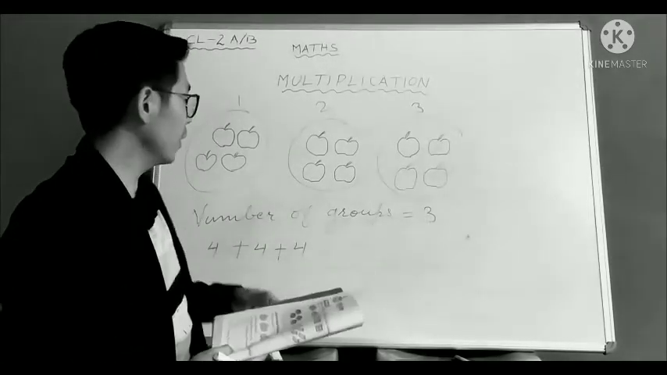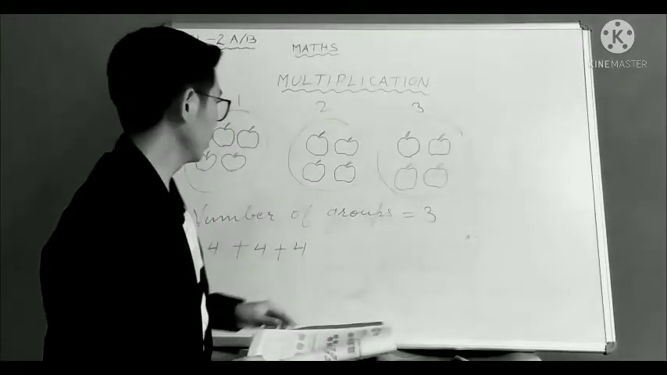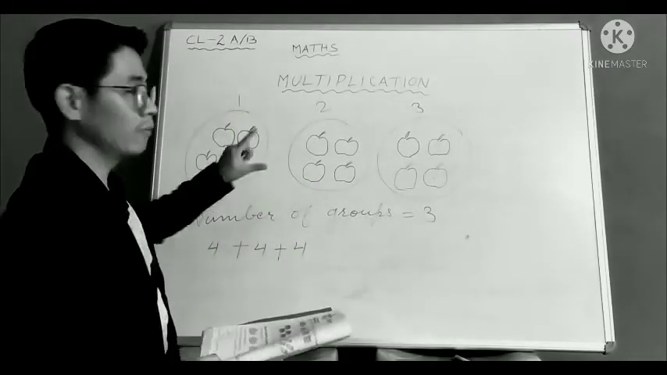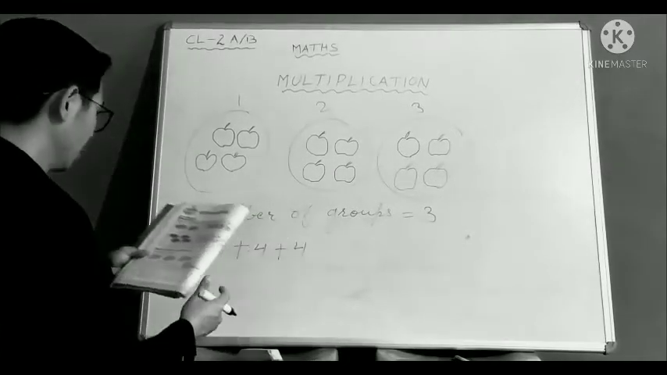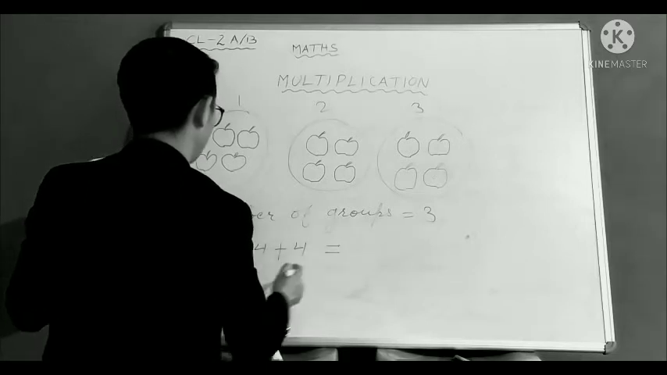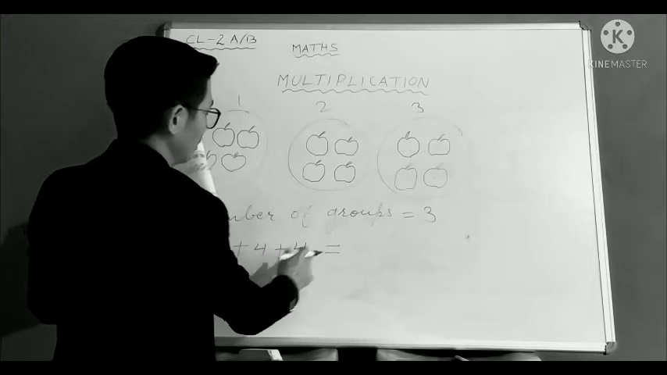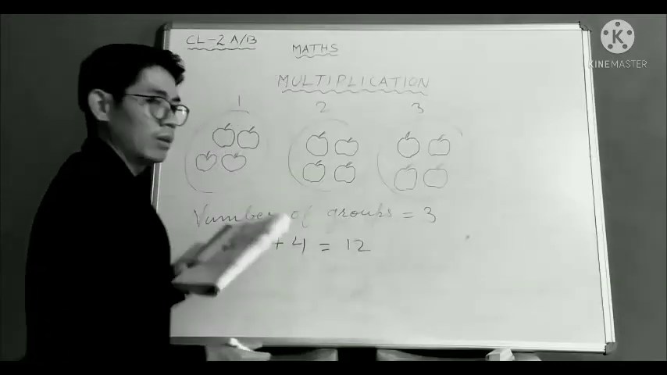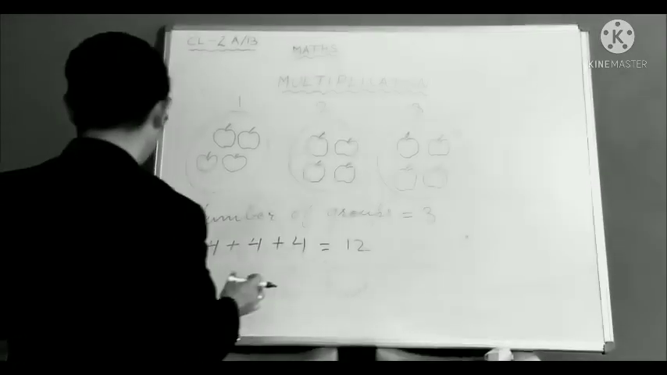Now we have to find the number of apples together. Now in each group there are 4 apples. There are 3 groups. So let's find it. It equals 4 plus 4 is 8. 8 plus 4 is 12. Right? Next, this is repeated addition to multiplication.